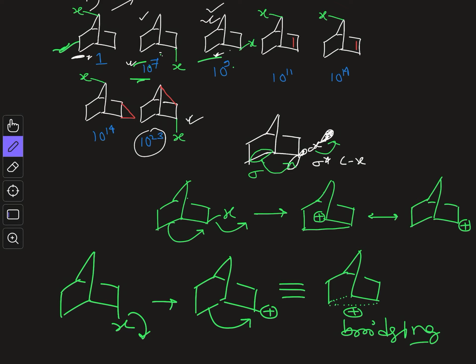Now if you compare the rate between the second and third one, why do they differ in rates? This is because in the third one, this sigma bond, because of its anti-periplanarity, can participate as a neighboring group. So this is like neighboring group participation to kick off this X minus, whereas in this case neighboring group participation is not possible. Only after the formation of the carbocation can it be stabilized.